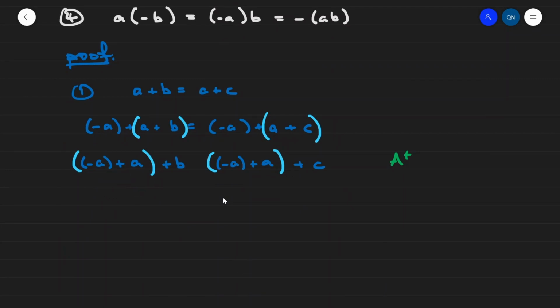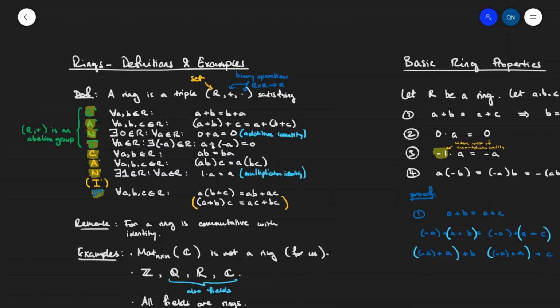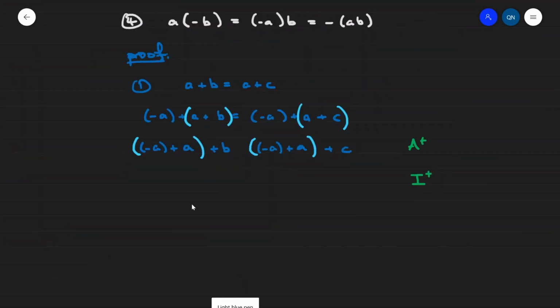And by the inverse property, so this is the I plus axiom, if you have an element, you add it with its additive inverse, you get just the 0 element. So both of those guys over there become 0, so that we still have the plus B, and then we still have the plus C.